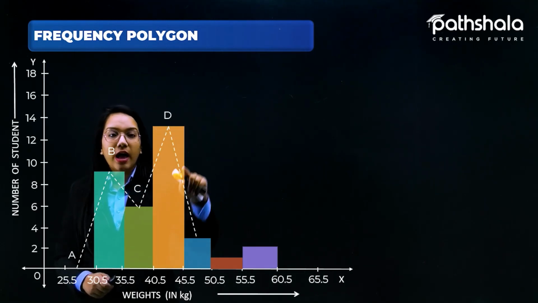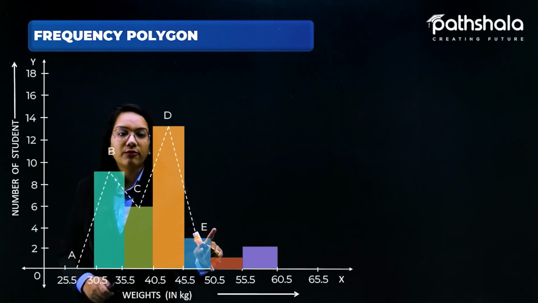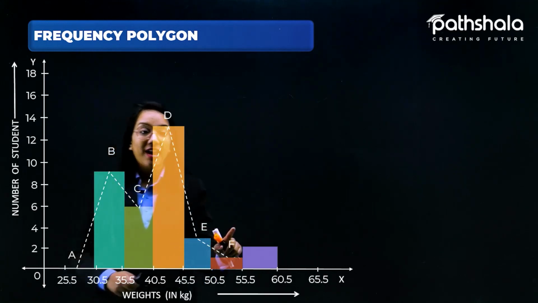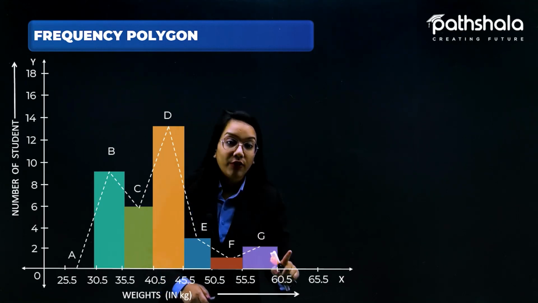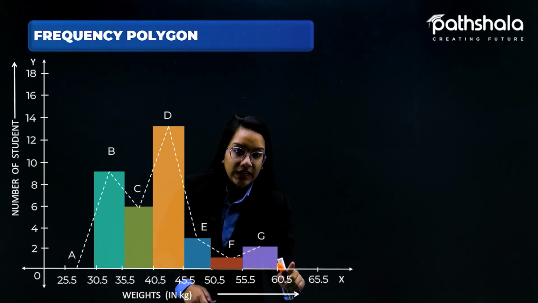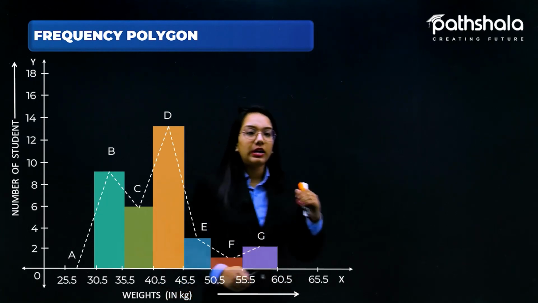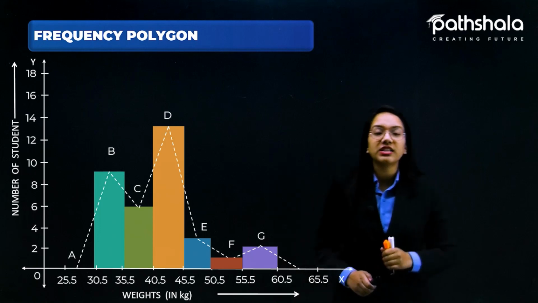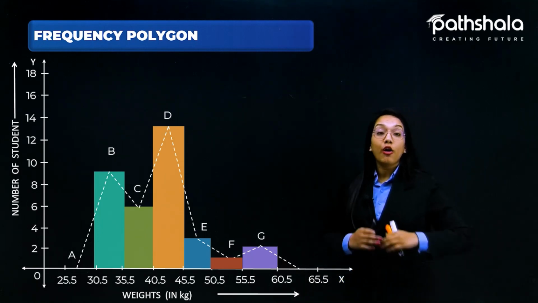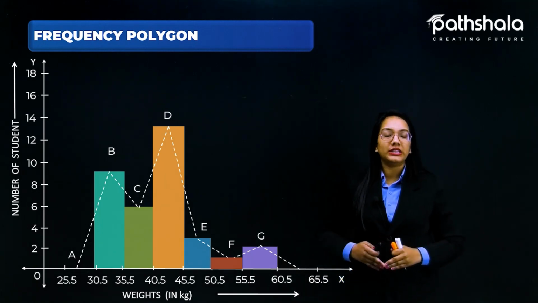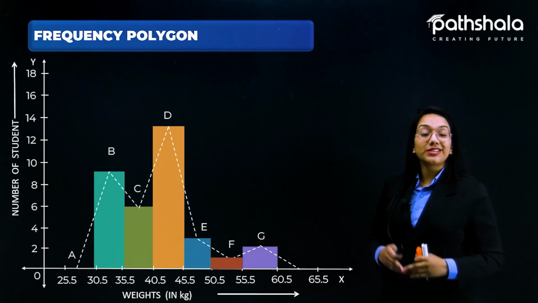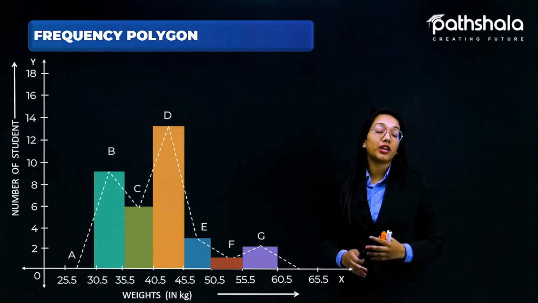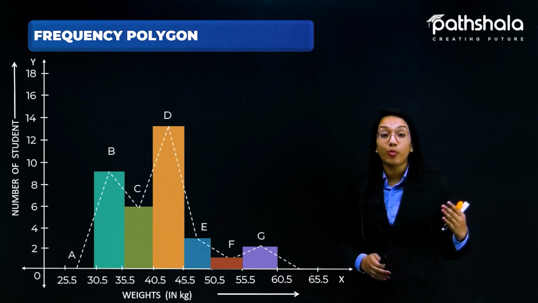Further I take E, then the midpoint F, then the midpoint G, and further I take the midpoint of the succeeding class, which is 60.5 to 65.5. So this dotted line that I'm getting over here is nothing but a frequency polygon. This is called the frequency polygon. So this is how we can represent the data in the form of a frequency polygon.